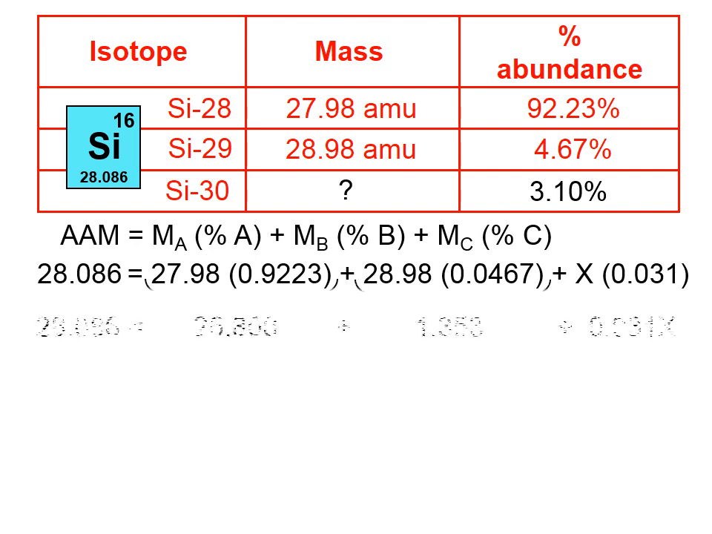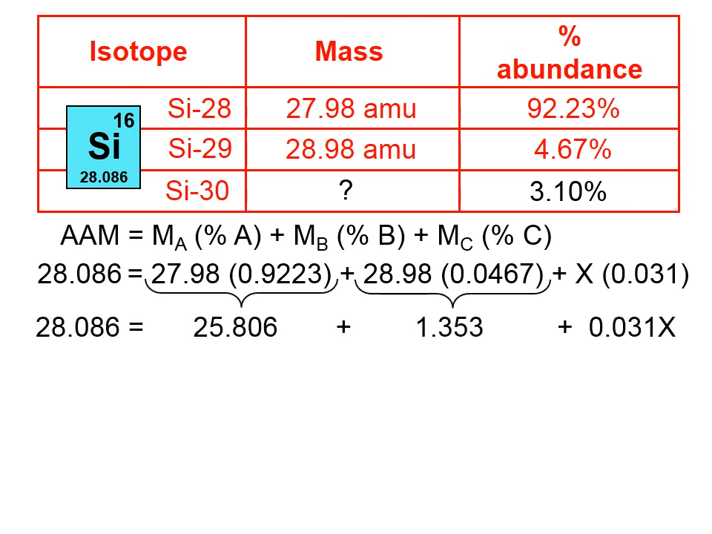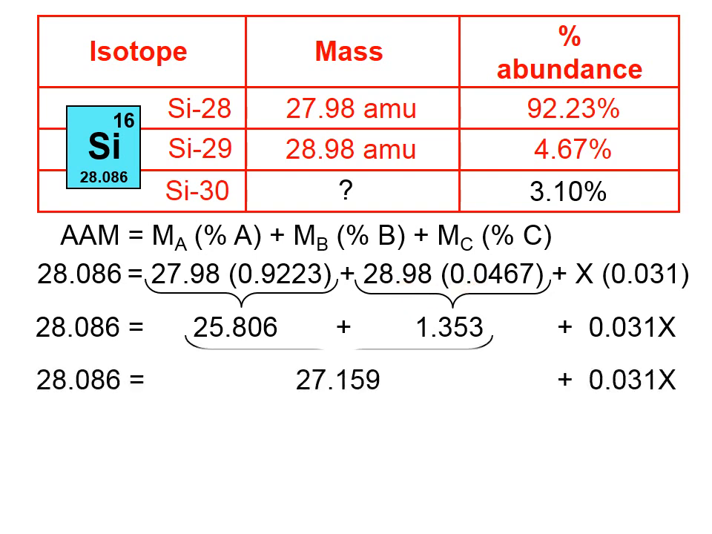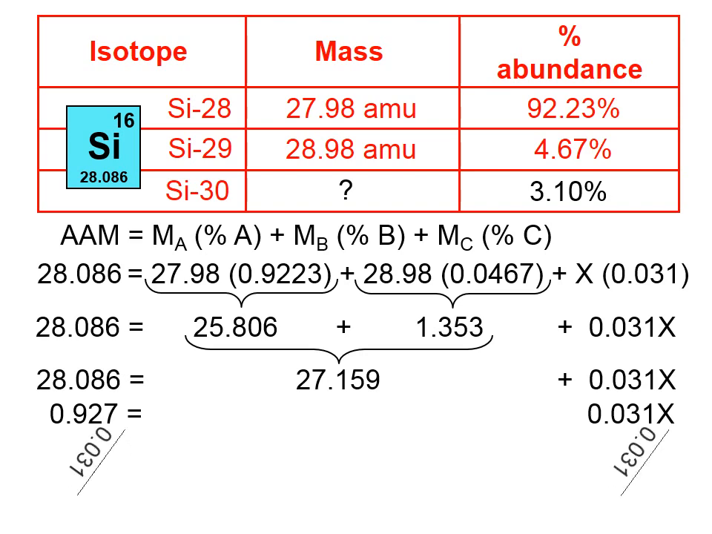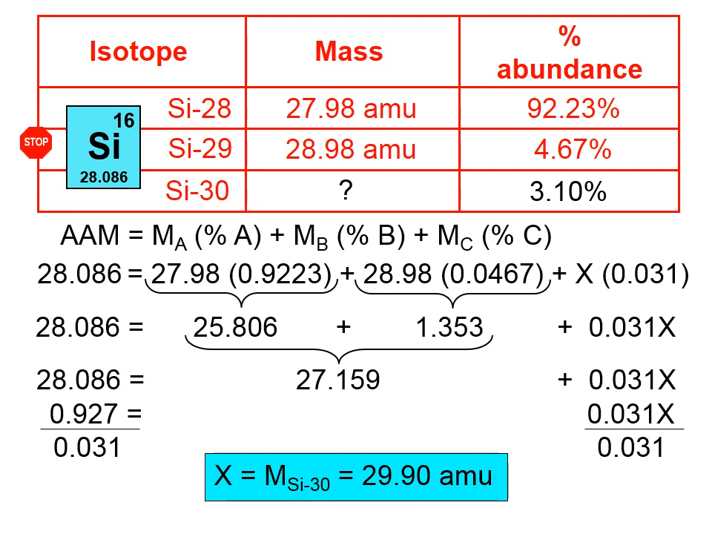So I'll go through those steps very quickly. I'm going to drop the left side of the equation down. I'm going to multiply this quantity, and I'm going to multiply this out, and I'll write those terms for you. Then we'll combine the 25.806 and the 1.353 to give us that. Now we're going to subtract 27.159 from both sides, and finally we're going to divide both sides by 0.031, which will give us what X is. X is the mass of silicon-30, and you can see it's very close to 30, 29.90.